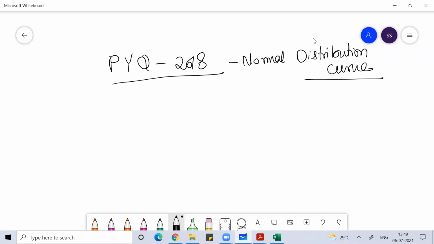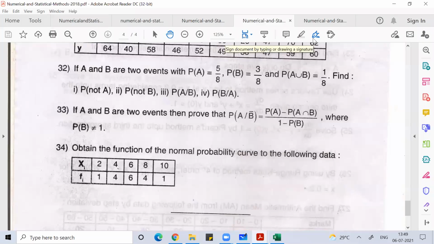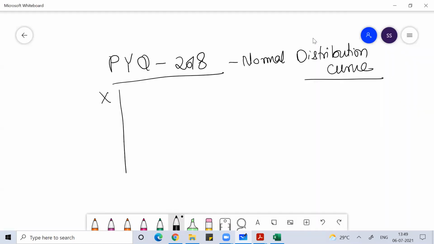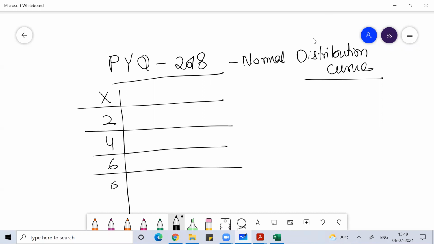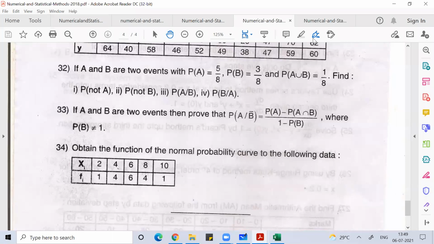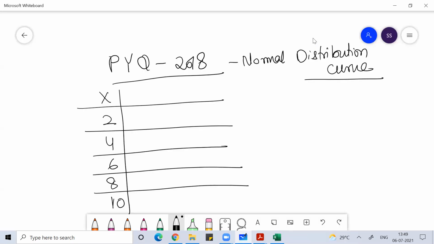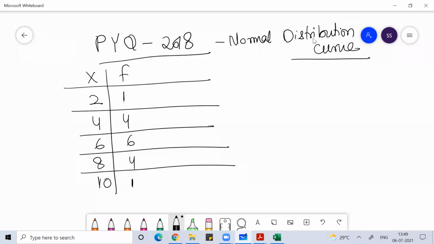See this problem, a 2018 problem, from the normal distribution curve. Your x is 2, 4, 6, 8, and 10. These are the values of x, and the frequencies f are 1, 4, 6, 4, 1. I can multiply f into x. I'll get 2, 16, 36, 32, and 10.